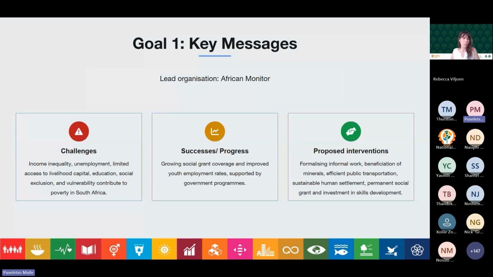Some of the successes that were identified in the People's Report based on the consultations and based on the inputs made by different civil society organizations include growing social grant coverage and improved youth employment rates supported by government programs. In terms of the proposed interventions, we have formalizing informal work, beneficiation of minerals, efficient public transportation, sustainable human settlement, permanent social grant, and investment in skills development.